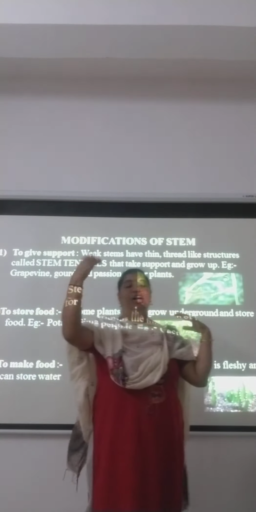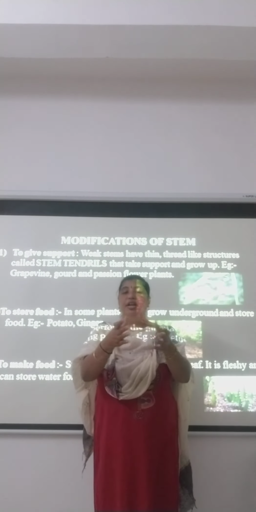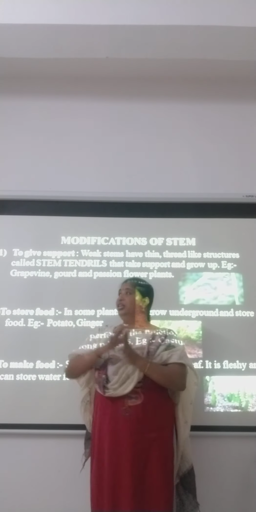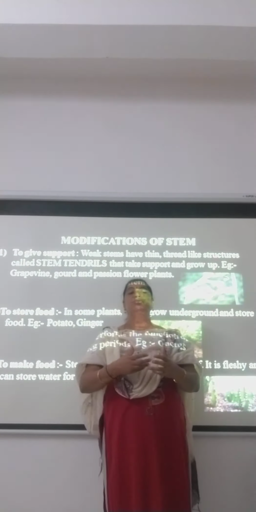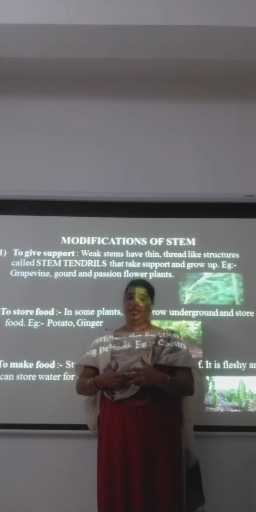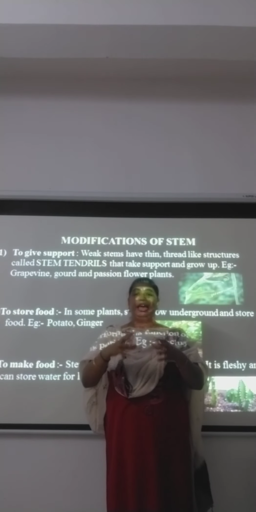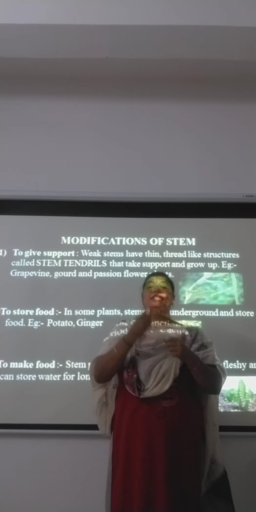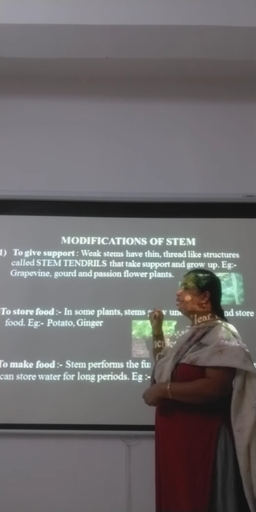Modifications. We have seen modifications of root, that is, changing a little according to the surroundings is called modification. Now stems are also modified themselves based upon certain conditions. Okay. Now the first condition is to give support. Stems are modified as stem tendrils. Okay. Stem tendrils means what?